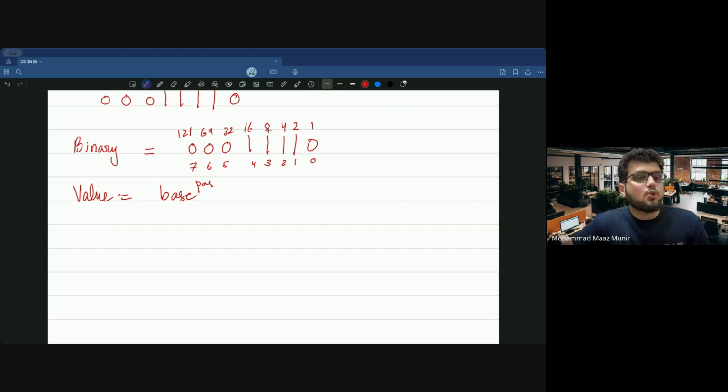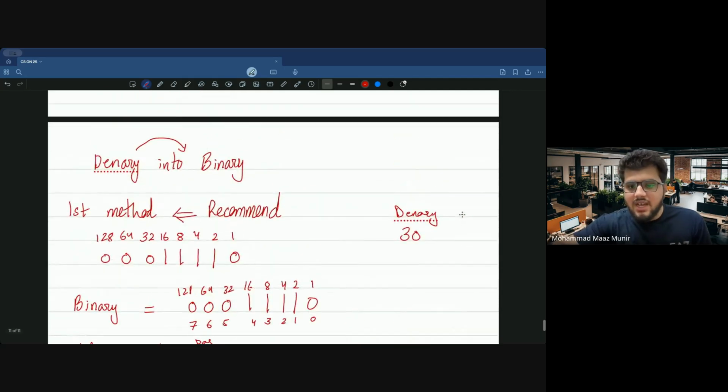16 plus 8 is 24. 24 plus 4 is, let me just write it, 16 plus 8 plus 4 plus 2. 16 plus 8 is 24. 24 plus 6 is basically 30. So we just firstly converted denary number 30 into a binary value.